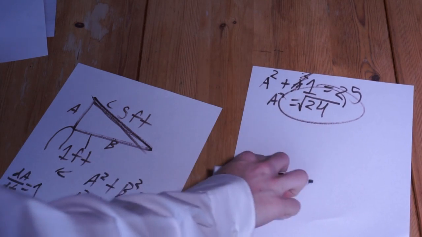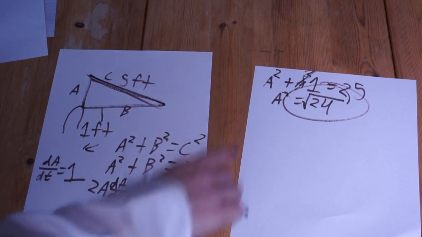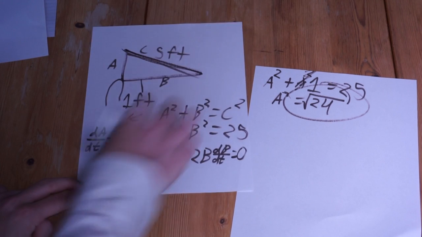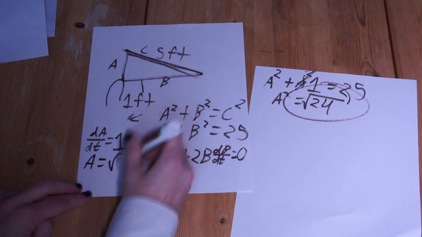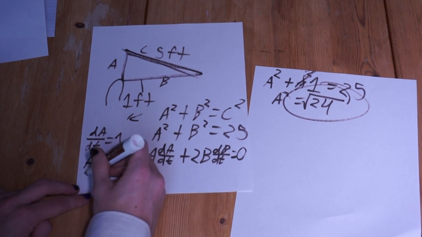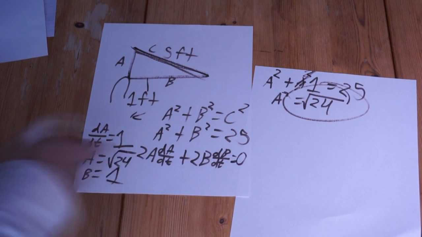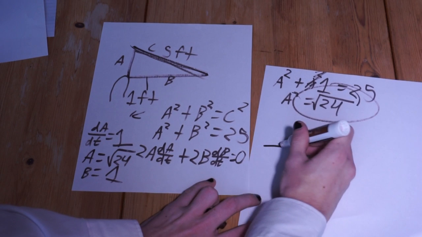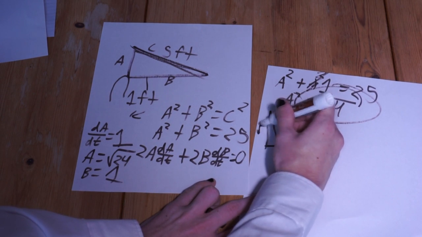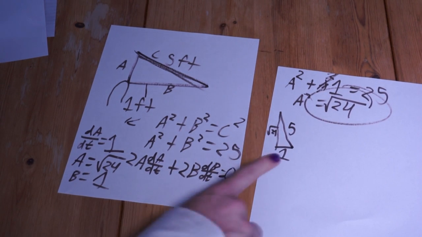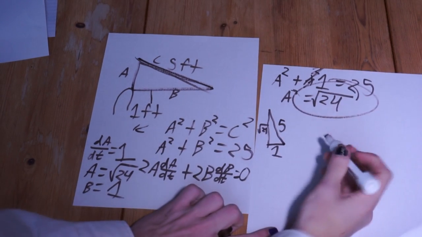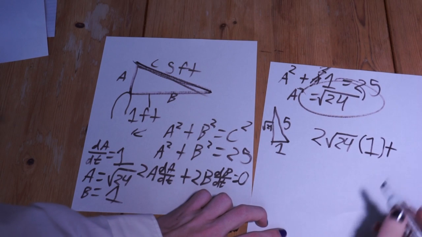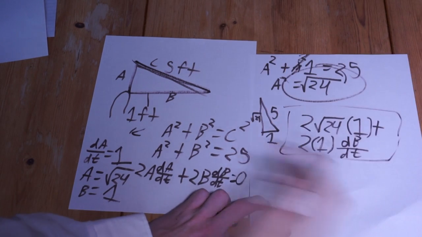So, now that we have that, which is in fact A. That's just A. Equals square root of 24. And B equals 1. So the triangle will actually look a bit more like this. Now we can go ahead and plug all that we know into this equation. So that's going to be, I don't have enough room. Let's go to the next line. Okay. That equals 0, doesn't it?